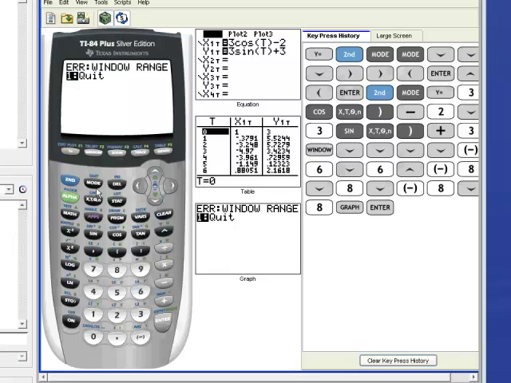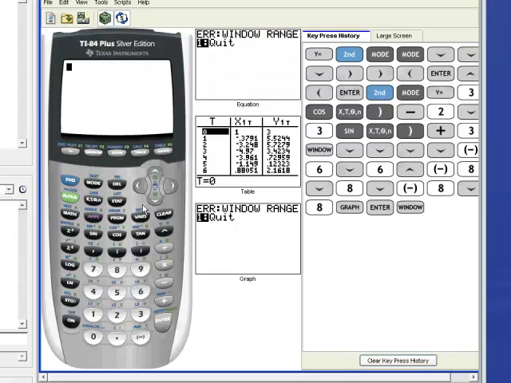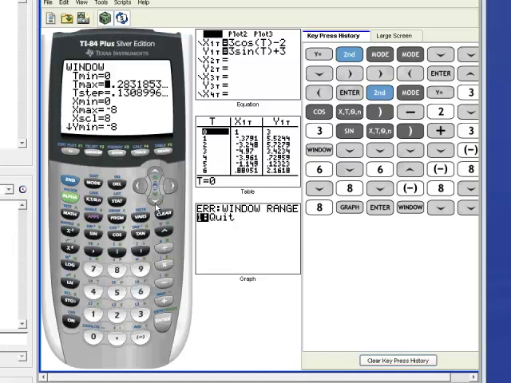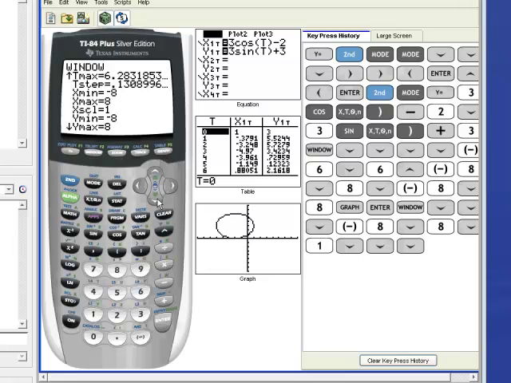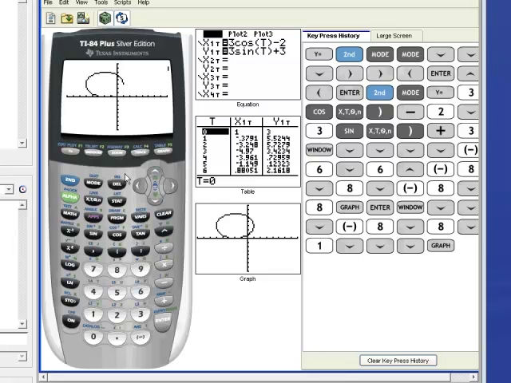And I don't know what kind of mistake I made. Oh, I see what I did. There's the -8, there's the 8, and the scale. That really doesn't matter to me. And -8 and 8. Okay, now it should work. Yeah. All right. There we go. Nice circle.